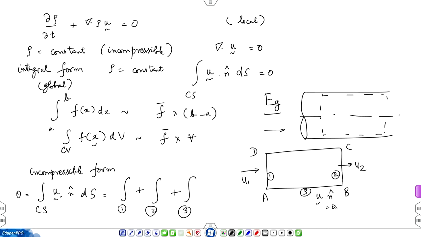Now, for 1 and 2, see for 1 the unit outward drawn normal is leftwards. So, u dot n will be minus u 1. Okay. So, using that approximation, now it is not being claimed that u is constant on the left plane, but we are replacing it by an average value. The average value is u 1. Okay. So, that is in the spirit of an approximation of the integral.